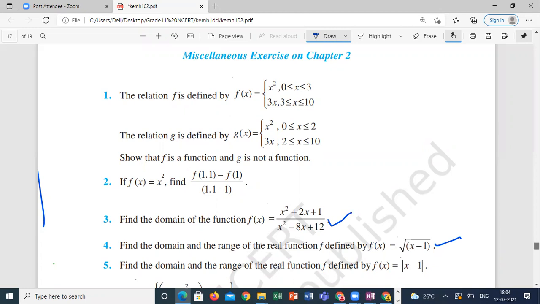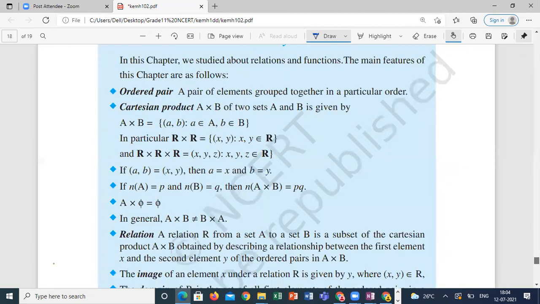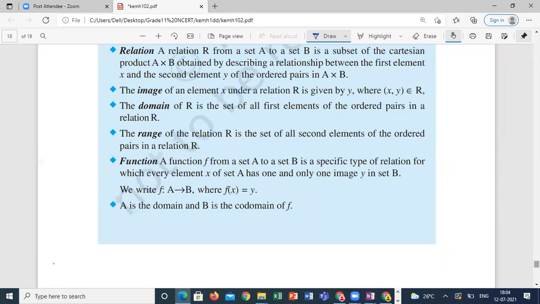Shall I go on? Trigonometry. Next is trigonometry. Am I right, guys? Yes, sir. Yes. We will discuss trigonometry, one of the important topics.